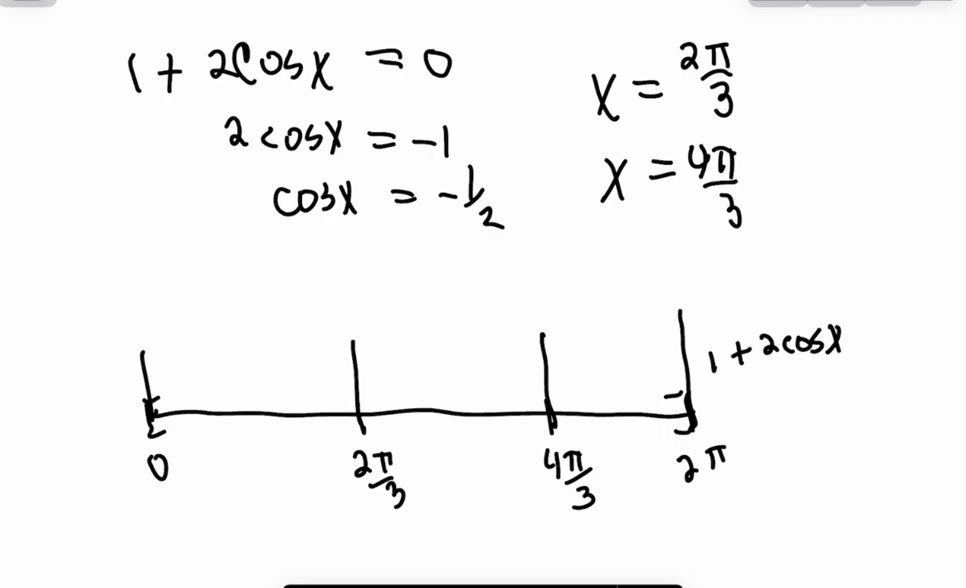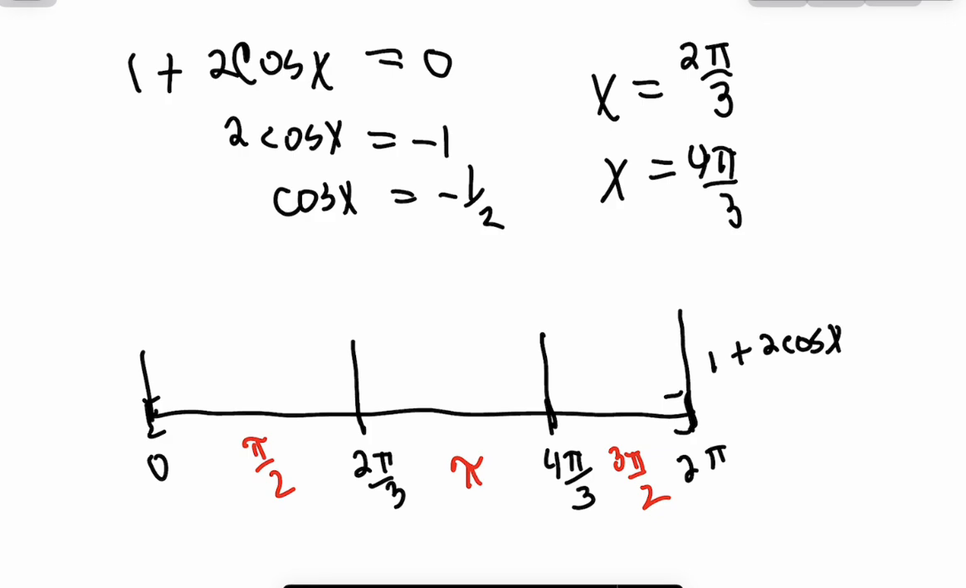And then our test values. Now, 2 pi over 3 is 120 degrees. So I need something between 0 and 120. So why not 90? 90 is pi over 2. Now, 2 pi over 3 and 4 pi over 3, that's 120 and 240. Right in between there is 180. Why not? So let's go pi. And then between 240 and 360, 270 is a good one. Let's do 3 pi over 2.